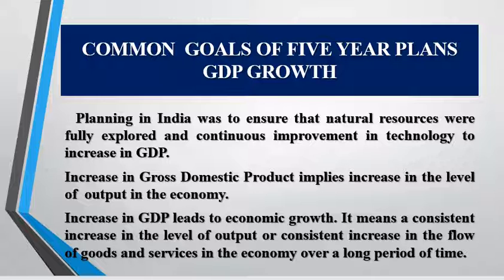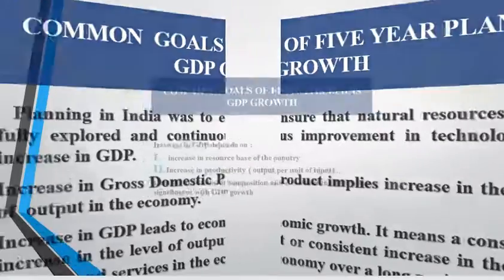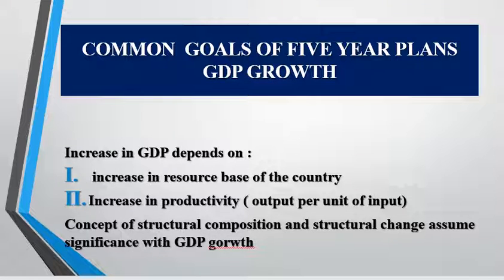When we talk about economic growth, there should be a consistent increase in the level of output, or a consistent increase in the flow of goods and services in the economy over a long period of time. Then we say there is an increase in the GDP, and when GDP increases in a consistent way, it leads to economic growth. Increasing GDP depends upon the resource base of the economy increasing and an increase in productivity. Productivity establishes the relation between input and output. It means by using less input, we are producing more. When we talk about GDP growth, structural composition and structural changes are very important to understand.